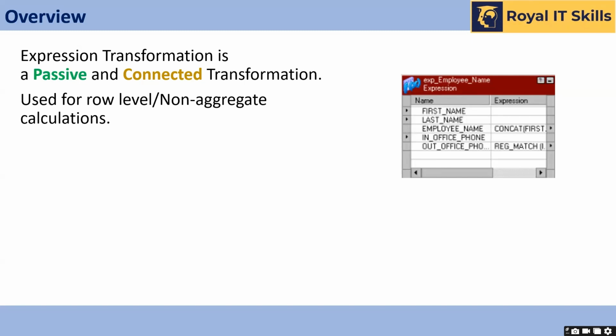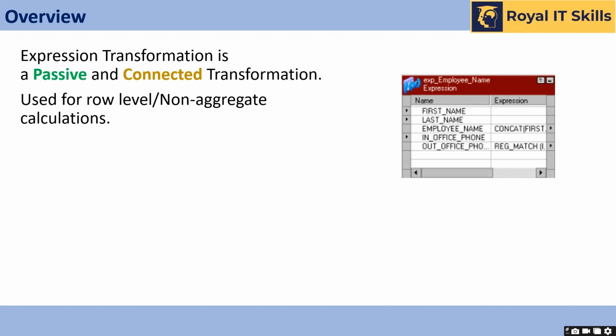So here also, it won't change. Expression is basically at row level. Okay, row wise calculations. It won't do any aggregate calculations, అంటే group calculations ఏమీ చేయదు. It only does row level calculations. And it must be connected to another transformation.